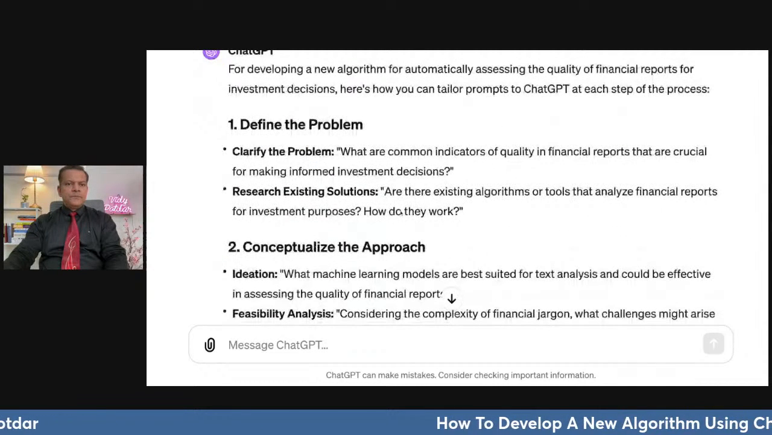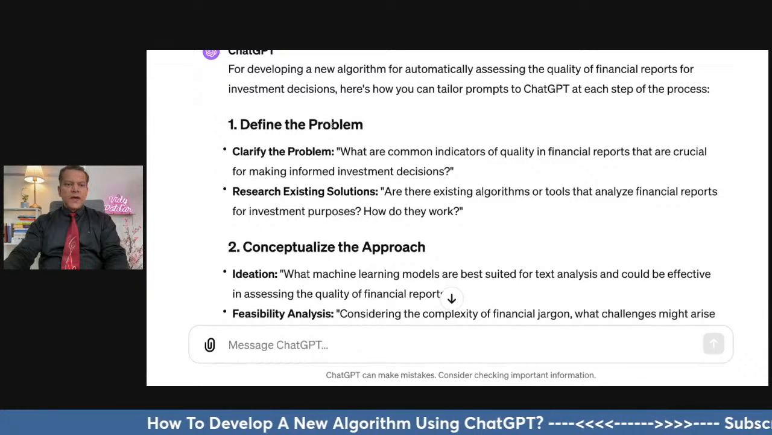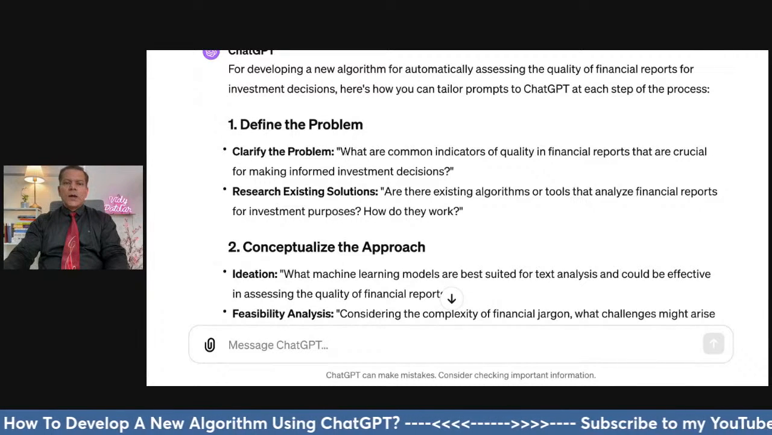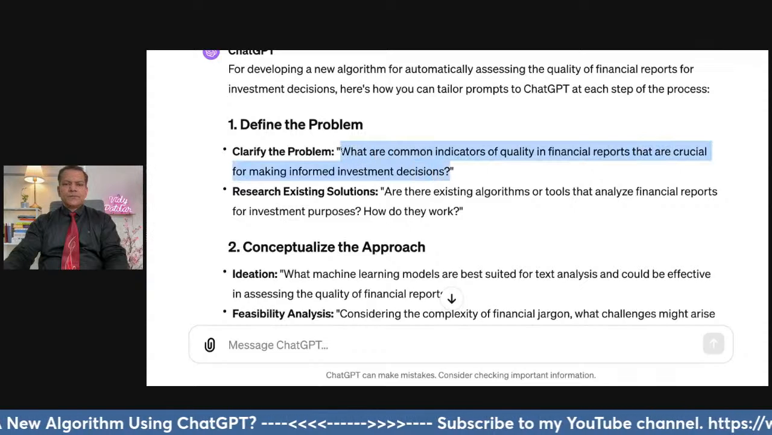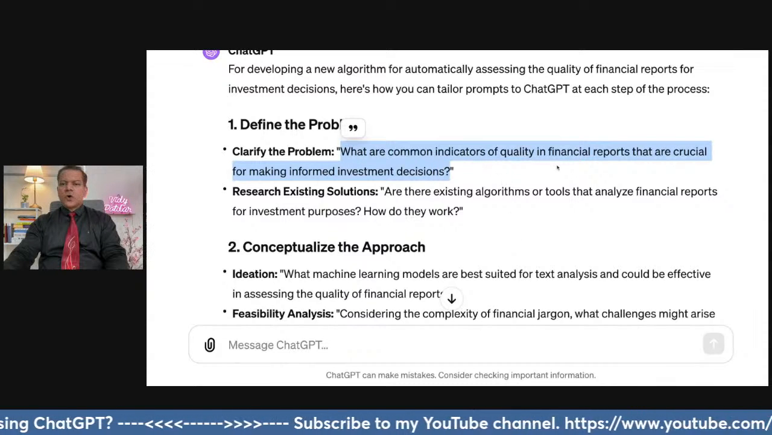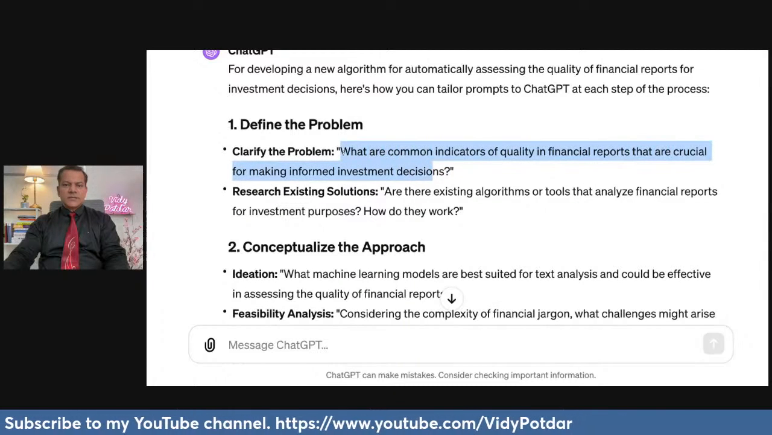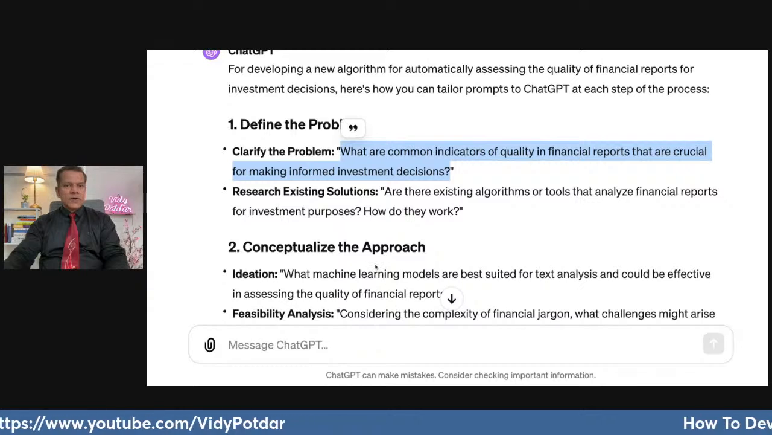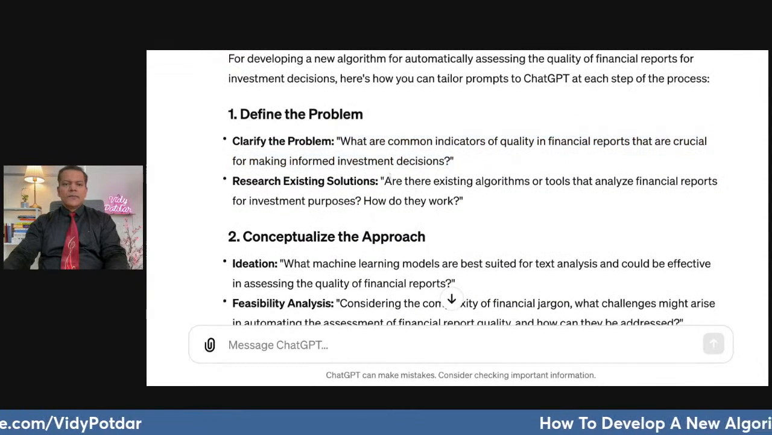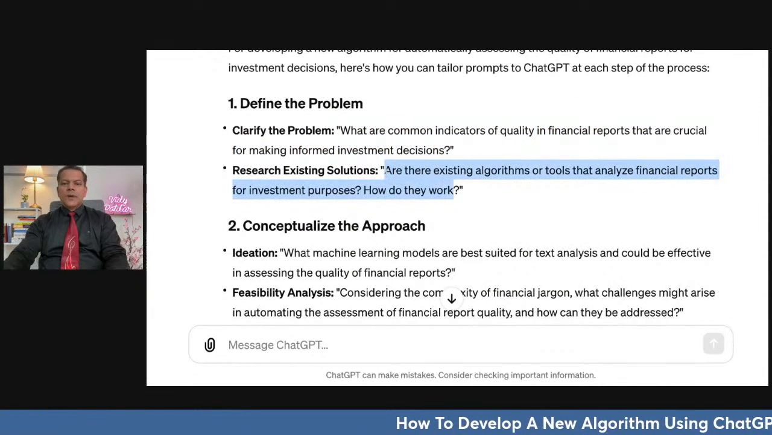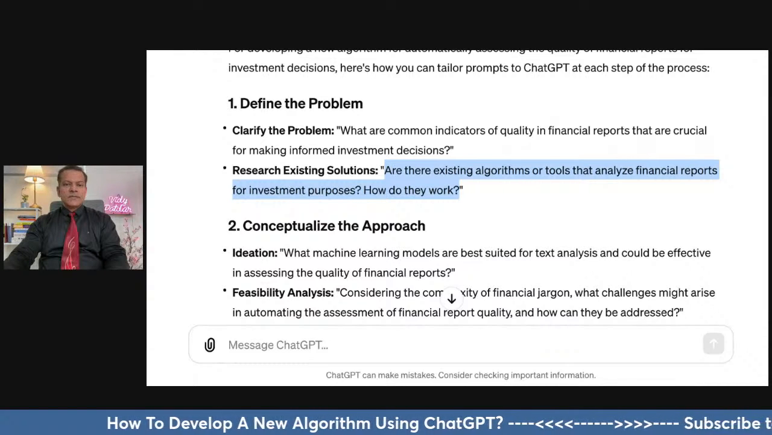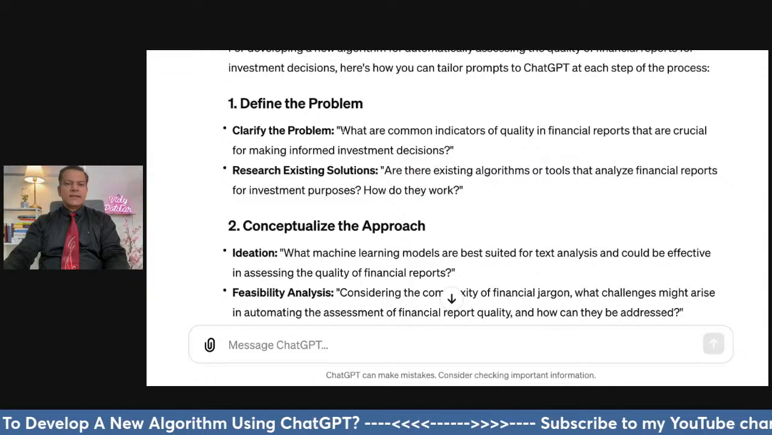Okay, so it has given me the following prompts. Define the problem. What are the common indicators of quality in financial reports that are crucial for making informed investment decisions? So I can put this as a prompt and search to see what results I get. The next is, are there existing algorithms or tools that analyze financial reports for investment purposes, and how do they work? Okay, let's run this prompt.